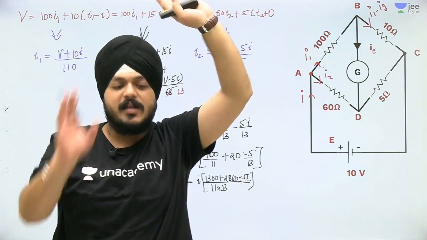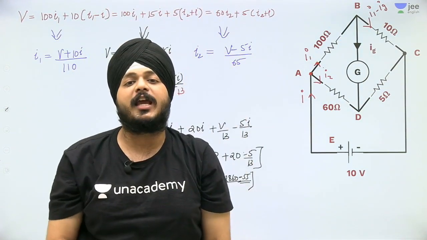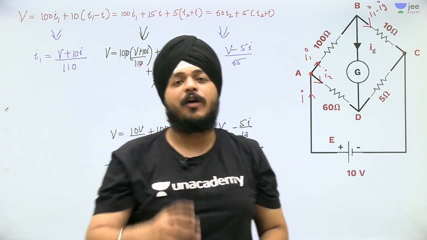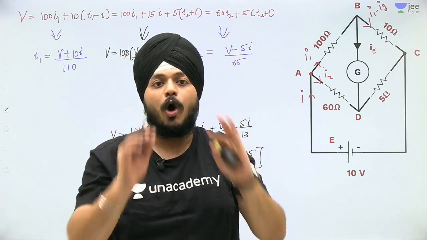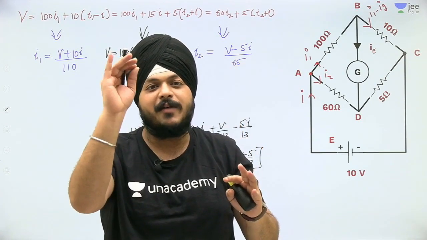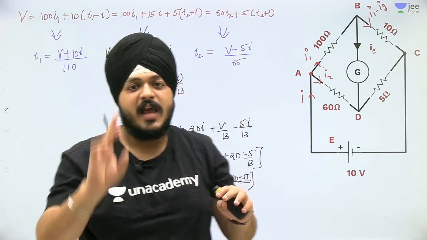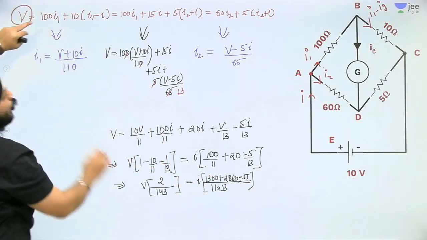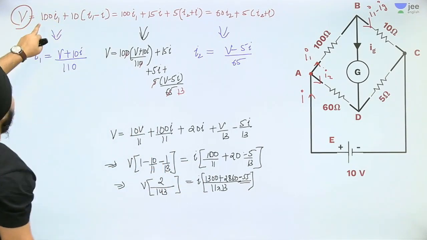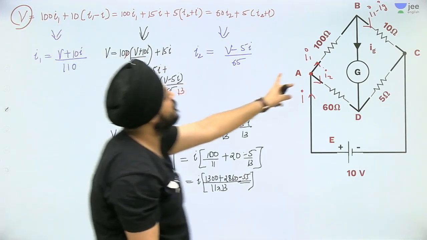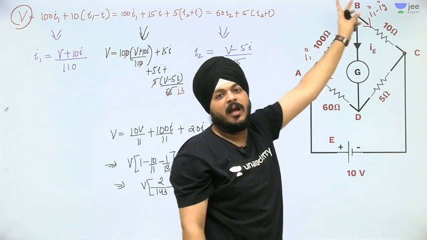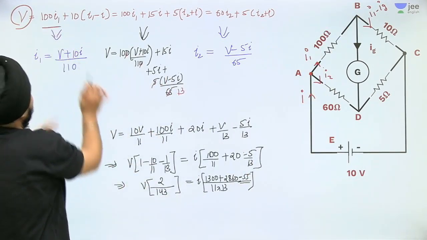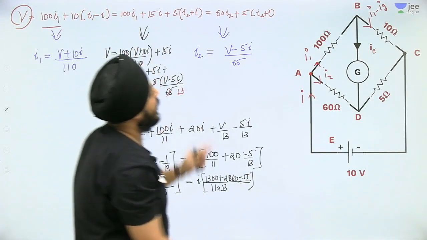Okay guys, this is a simple application of Kirchhoff's voltage law. Very simple application. See how I am applying it. You can see this equation: V is equal to 100 I1. I am moving from this position, from A to B. So 100 I1 plus 10 (I1 minus I).